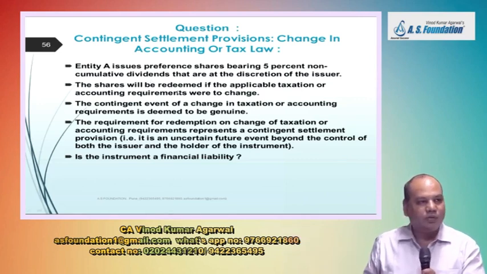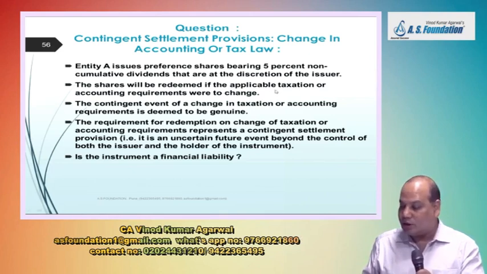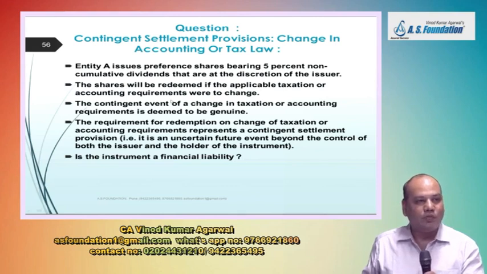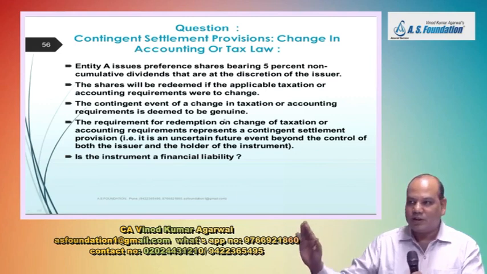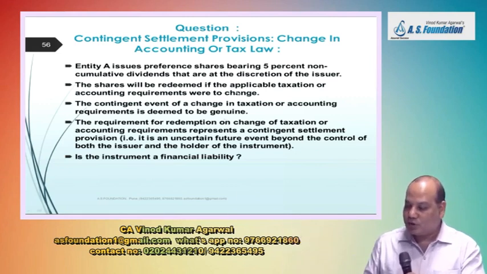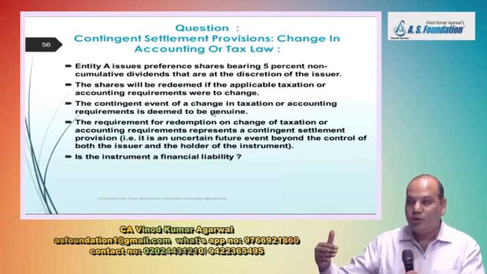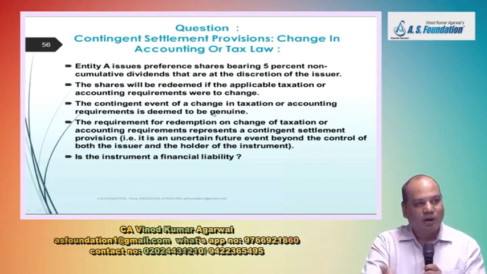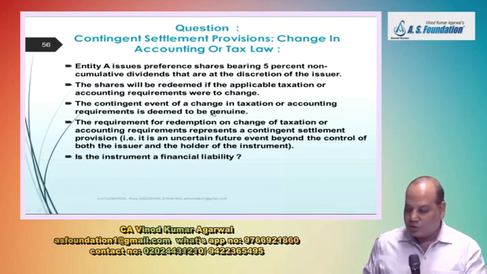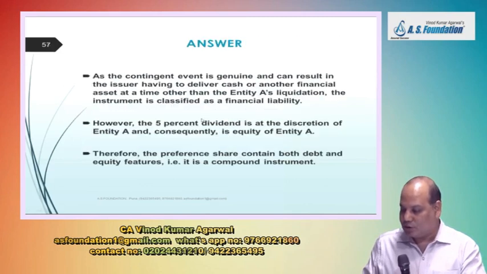Now talk about redemption value. Is it a liability? Liability, as redemption will take place when tax or accounting law will change. The question has said it is a genuine contingent settlement provision. So this portion will become liability because this tax or accounting requirement can change, and the moment it changes, you have no option but to make the redemption. Is it right? So this instrument is actually a compound instrument because it has both features of equity and debt. So write this small answer.